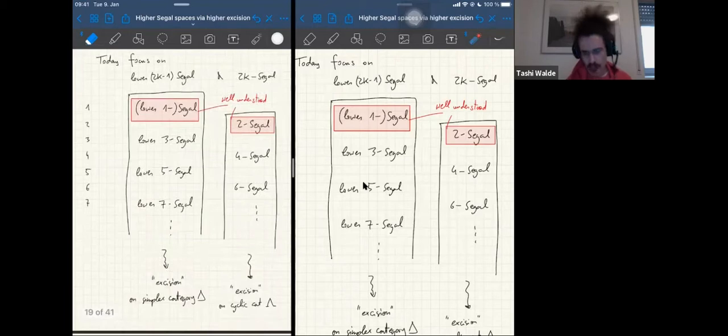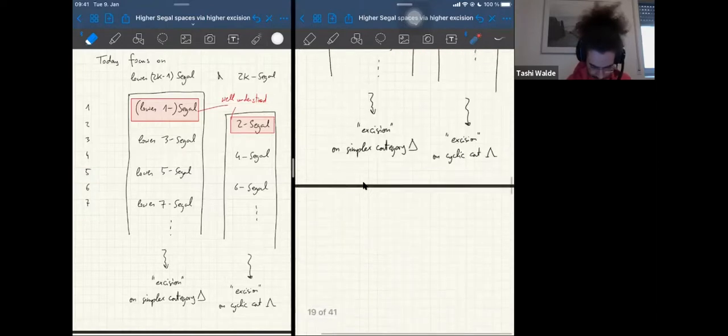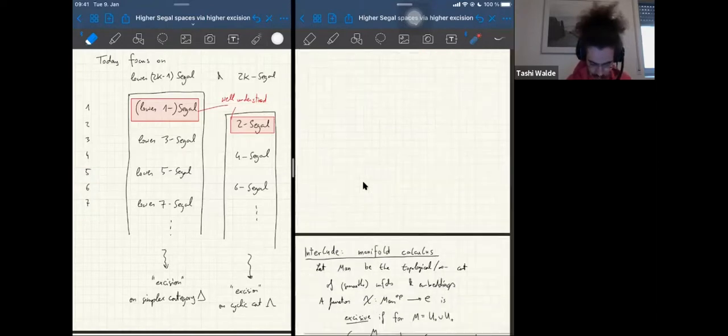So basically, the goal of this talk is to explain how one can conceptually understand this hierarchy of Segal spaces as some form of excision. And then it will be a relatively easy corollary to pass to the even version by applying suitable path space criteria. And this will then lead to a similar story on the cyclic category. Okay, so I'll leave this one up on the left, and let's move on into some sort of interlude.